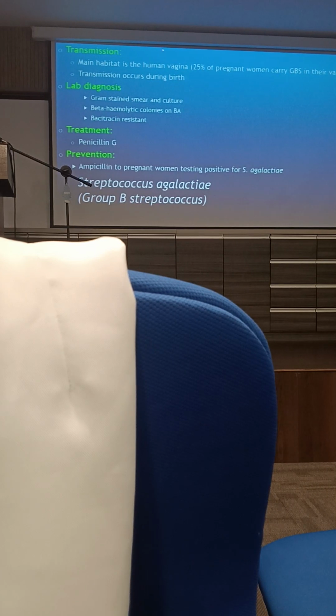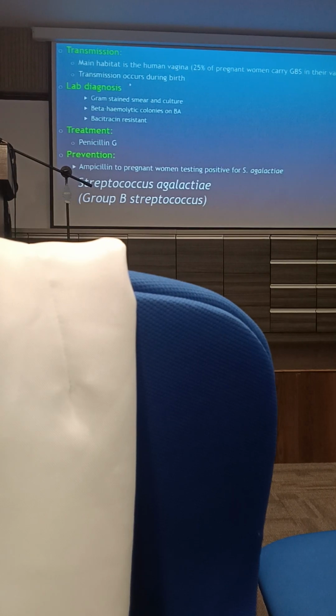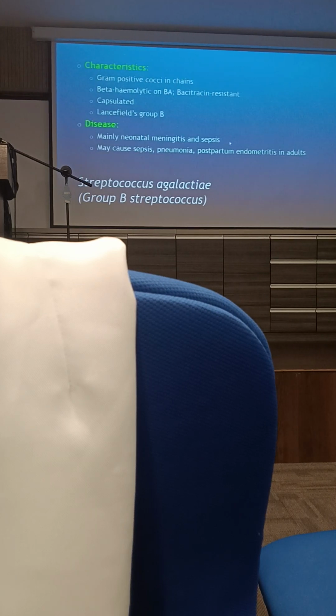Just now we saw Staphylococcus, whose habitat in the vagina can cause UTI in women, right? And this one is agalactiae. It is also harbored by some women, not all, in the vagina. The transmission can occur during birth and can cause meningitis in the baby.